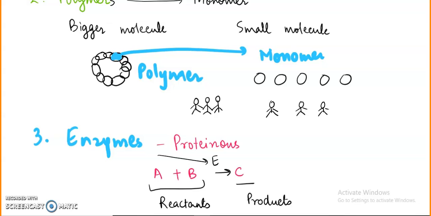If I add an enzyme to this reaction, which is proteinous in nature, the rate of the reaction will be very fast. It means we will get C, the product, in a quick span of time. Otherwise this reaction would have required a very large amount of time. By adding enzymes to a chemical reaction, we increase its speed, and thus we get products at a much faster rate. So enzymes are required in digestion. Otherwise, it would have been a very slow process.